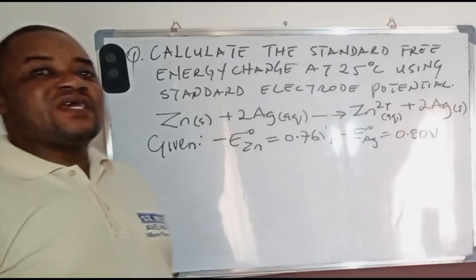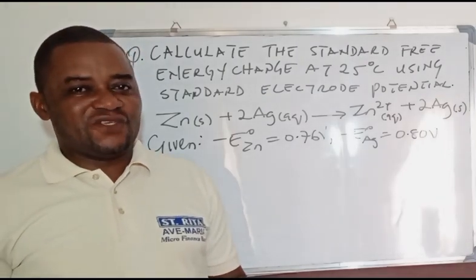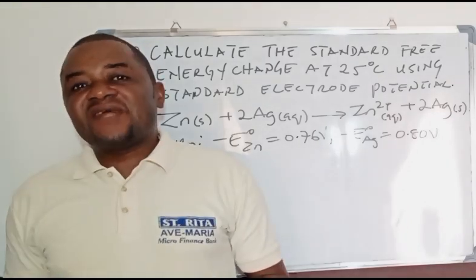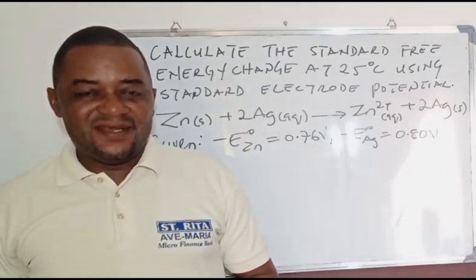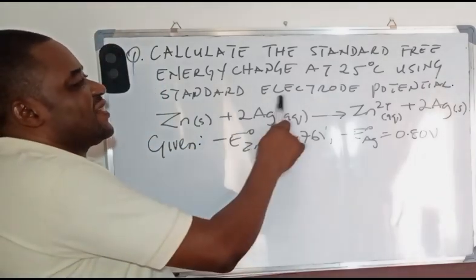Now, we are going to look at the standard free energy changes from the standard electrode potential. How do we obtain standard free energy from standard electrode potential? We can always obtain the standard free energy from different aspects in electrochemistry, but we can also obtain standard free energy from the standard electrode potential.